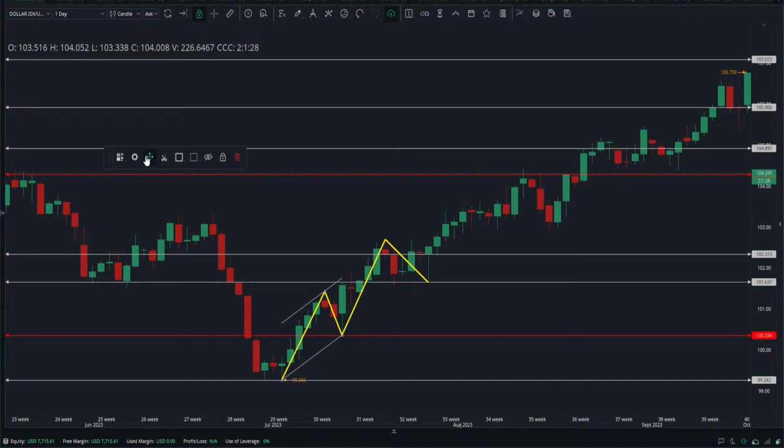I don't want to cut the right side. I want to extend it to the right side. What are these things? Extend right. Okay, so like this.